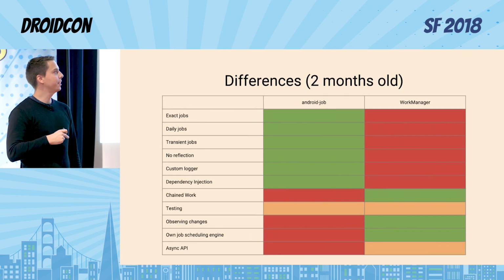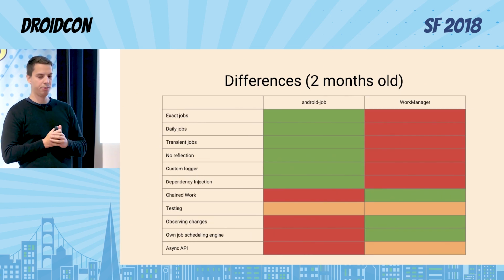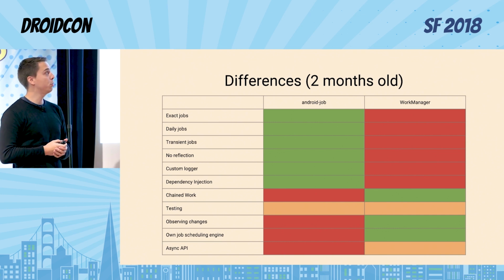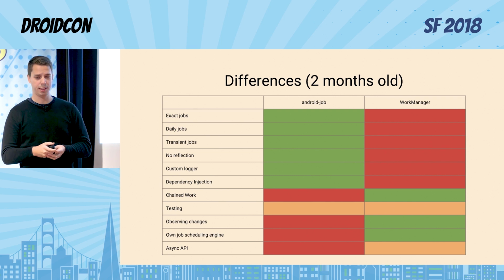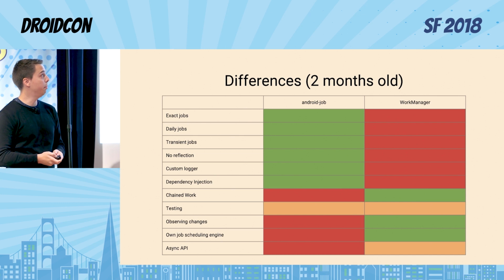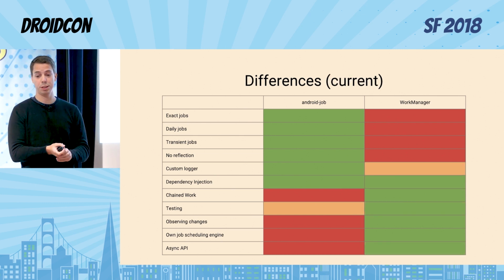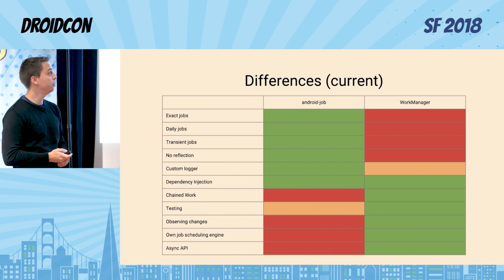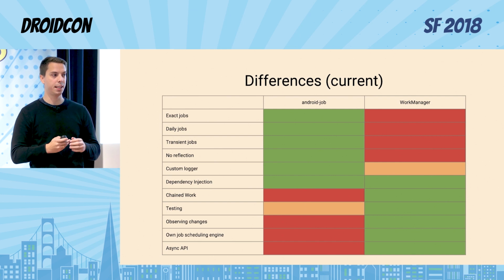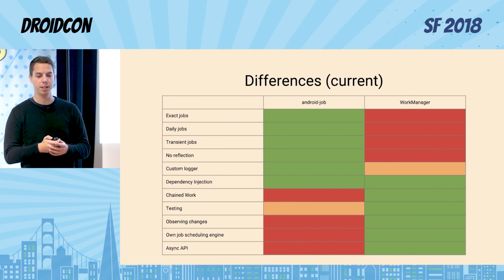But instead of focusing on the similarities, let's have a look at what the differences are. I showed this slide two months ago at the droidcon in New York City, and WorkManager wasn't doing that great yet. But in those two months, things really have changed, and WorkManager is way better now and suited for the future. So let's run through all those things that Android Job provides and that WorkManager provides.